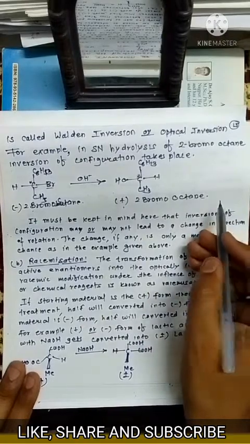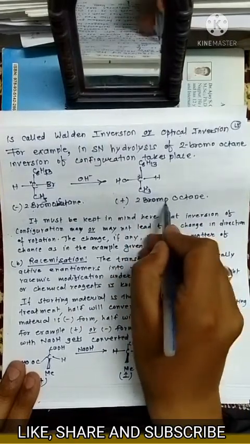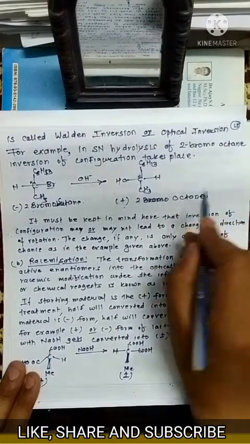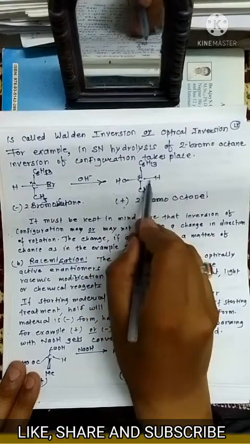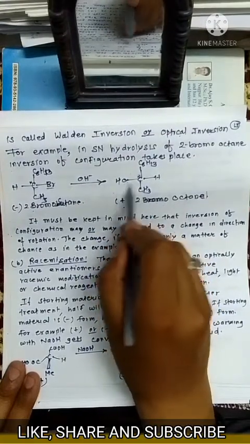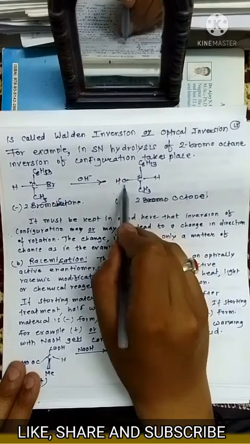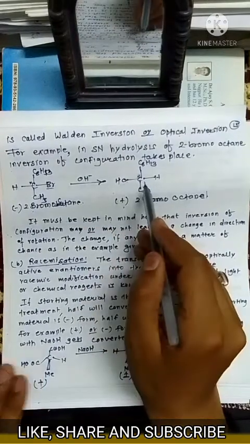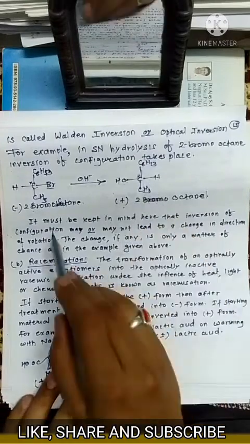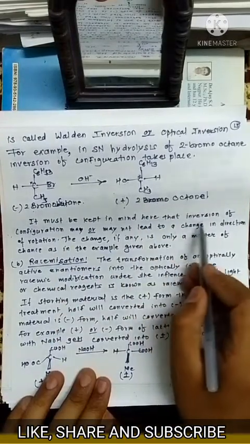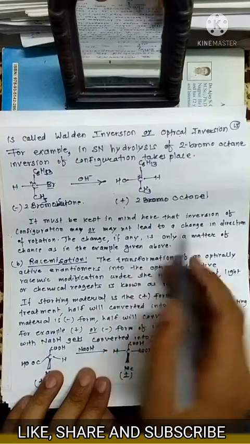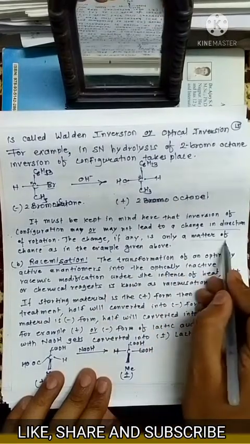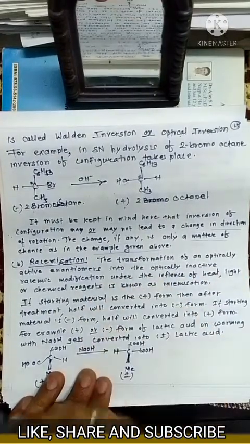2-octanol. So in this product we see that OH is present on the left hand side of the chiral carbon atom, and this change is basically known as optical inversion. It must be kept in mind that inversion of configuration may or may not lead to a change in direction of rotation. The change, if any, is only a matter of chance, as in the example given above.